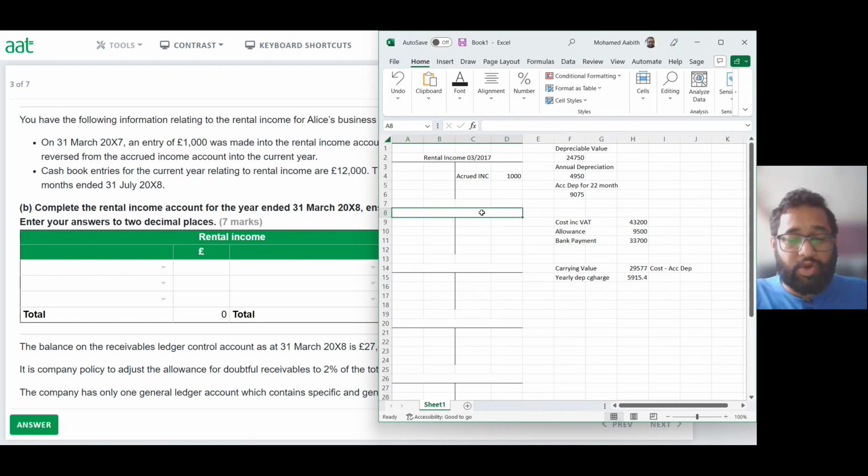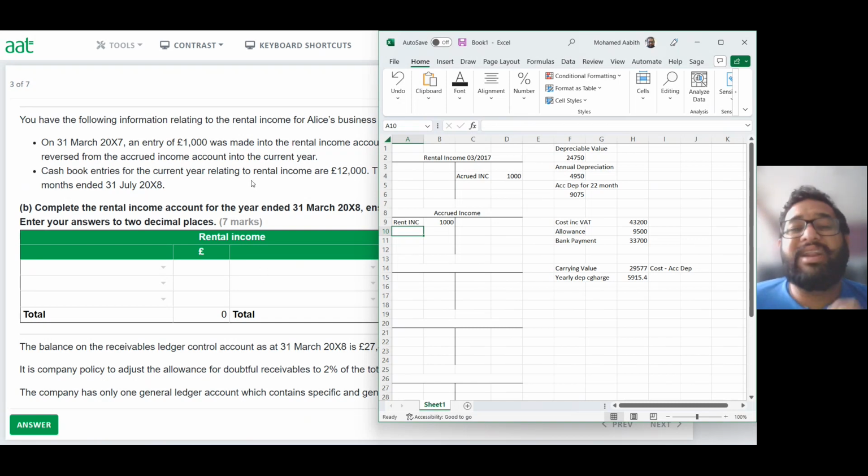And what happens to the accrual account? The accrued income account will have a debit entry saying rental income, £1,000. This is how we finish the year. This would have gone on the profit and loss statement. We don't care about it. It's been already adjusted for this year.